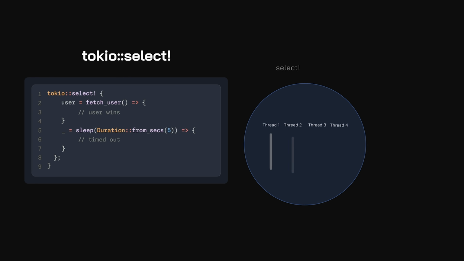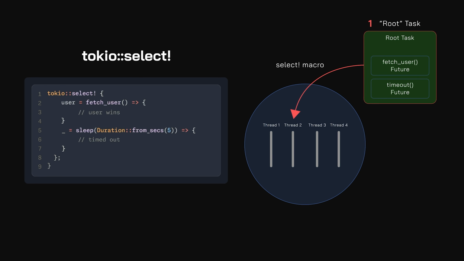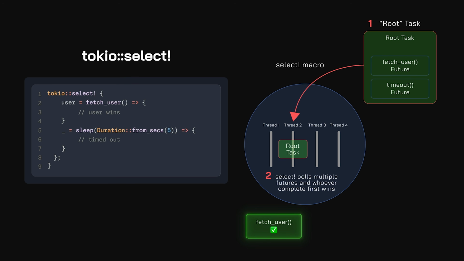Let's bring in the visual to aid in our understanding. We can see that this is very similar to our join visual, but this time we can see that at step 2, the select macro polls multiple futures and whoever completes first wins. For example, if fetch user finishes first, it would win, and the timeout branch would lose. Now there's one extra piece that catches developers off guard. When the timeout branch loses, the future is cancelled immediately. It doesn't progress forward or run to completion.